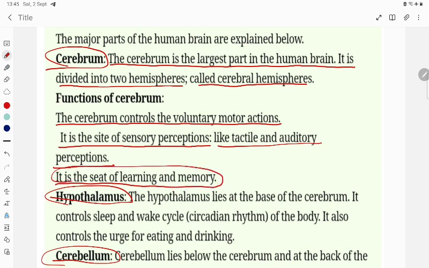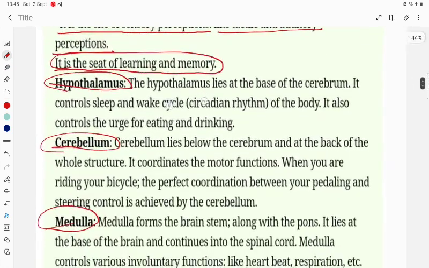So this is the cerebrum where information is received. Like the smell, there are receptors for smell, for hearing, for learning, for emotion.